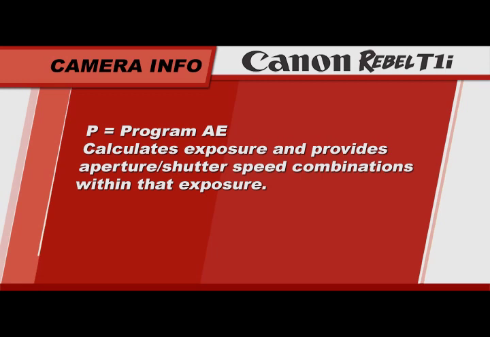Now that you're familiar with the basic zones on the mode dial, let's take a look at the creative shooting modes. The first mode is called Programmed AE mode, and it's represented with a P on the mode dial. The P stands for program and the AE for auto exposure. In this mode, the camera automatically adjusts shutter speed and aperture for optimal exposure. Use this mode when you want to leave the camera in charge of shutter speed and aperture.